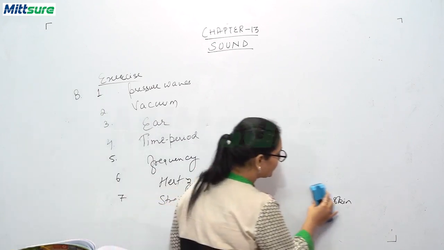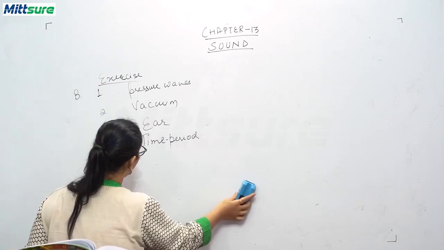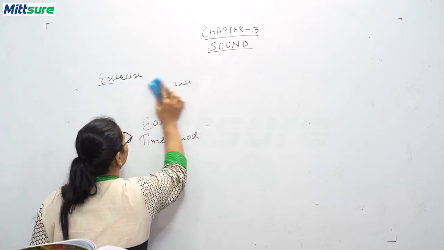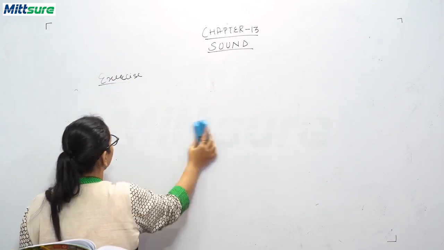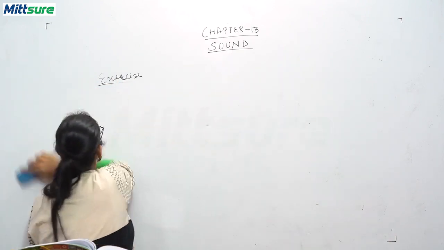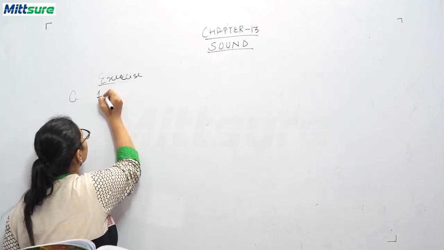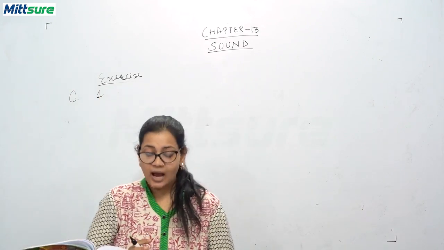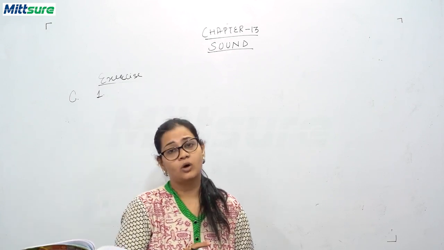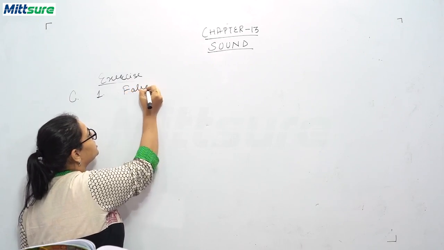Now the C question, that is write true or false for the following statements. Now, you have a statement, and that statement can be right or wrong. If you think that statement is wrong, just put a false against it, and if you think that statement is correct, then put a true against that statement. So the first question: sound can be produced irrespective of whether there is vibration or not. It is false. Sound will always be produced when there are vibrations.